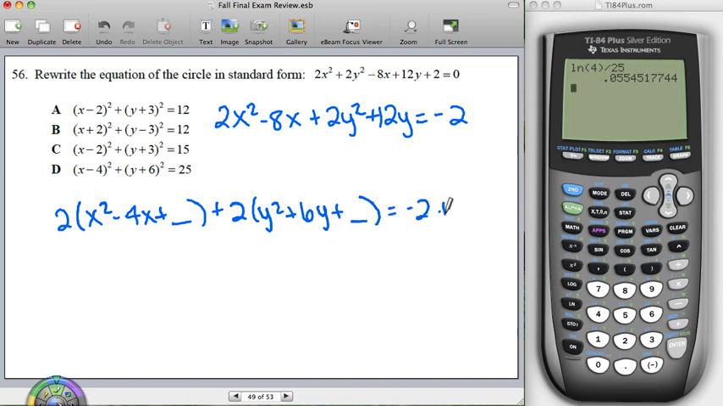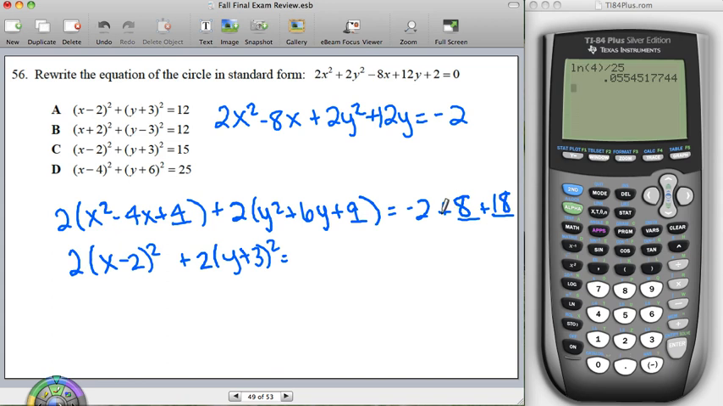So I'll take half of 4 and square it, gives me 4, but I'm really adding an 8 over here. Take half of 6 and square it, gives me 9, but I'm really adding an 18. Factor. That gives me 6 plus 8 is 24. And then this I can reduce, so I can divide everything by 2. You don't want to divide everything by 24 because this isn't an ellipse, and it's also not a hyperbola. So my solution for this is going to be A.